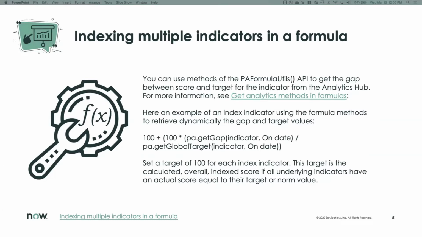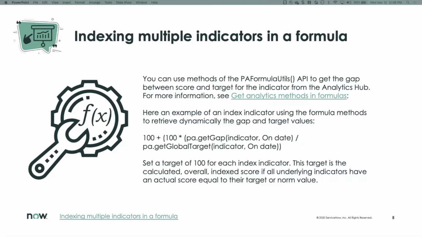You can use the get gap. You can actually put that into the formula of the index indicator, and we're actually going to do that today. So you're going to see that. And here's an example of that, so 100 plus and then 100. So this is going to look at the minimize in what we're doing today, and it's going to say, if it's 100 and all of the indicators are minimized and we're able to reach that, then that's a good thing.